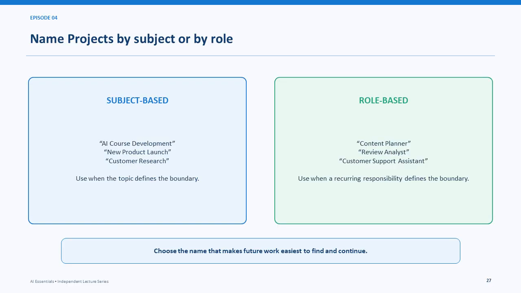Name projects by subject or by role. Subject-based names such as AI course development work well when the content defines the boundary. Role-based names such as content planner work well when a recurring responsibility defines the boundary. Choose the naming method that makes future work easiest to find and continue. Avoid vague names that provide no clue about the project's purpose.